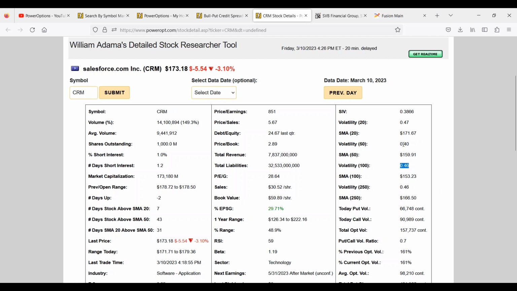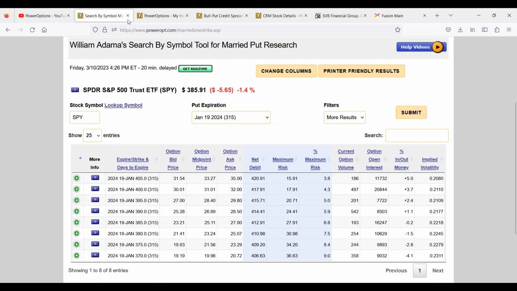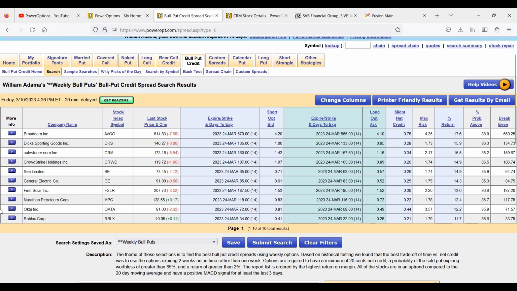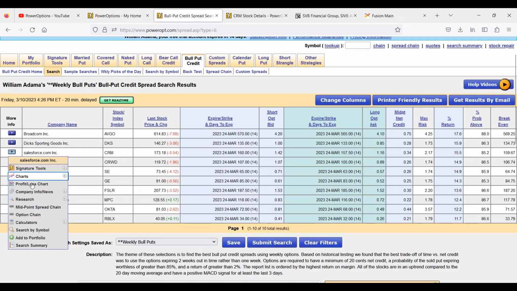Let's just focus on the 50-day at 40%. This doesn't mean the stock has moved 40% in the last 50 days. That's not what it's implying at all. We're talking about the stock volatility. Now let's go back to our search. Let's go back to the bull put credit spread for CRM.